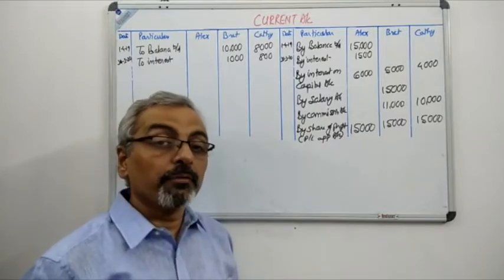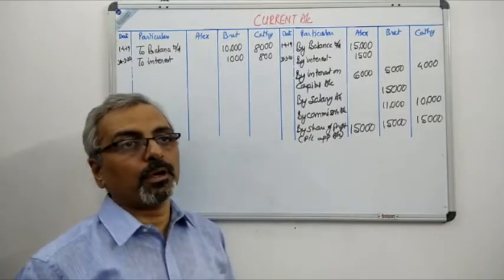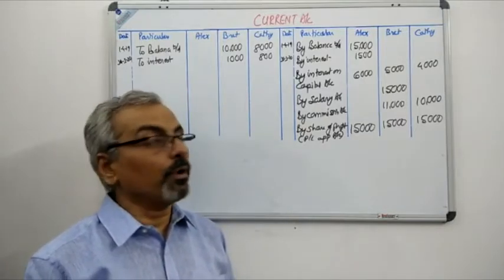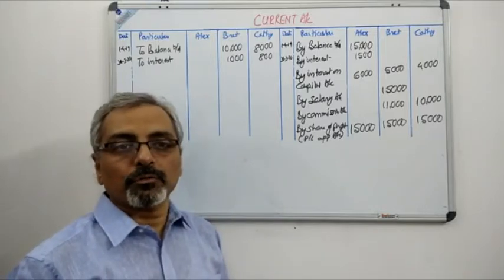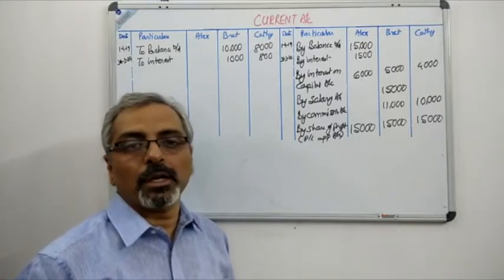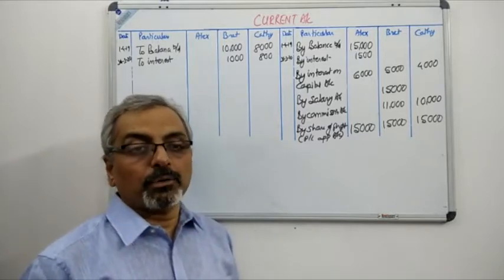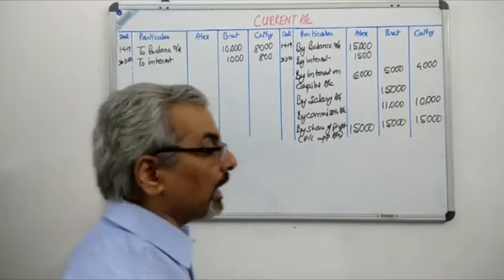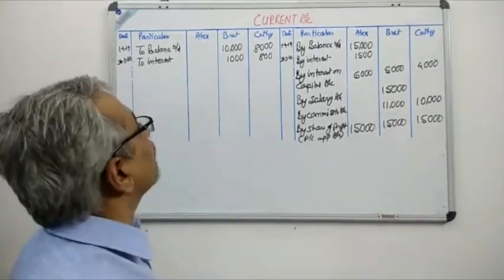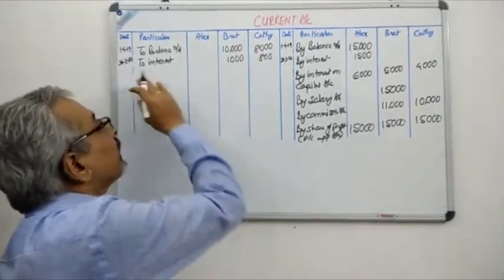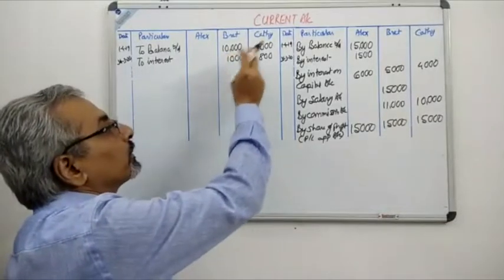In this question, we have not been asked to prepare a capital account. Therefore, we have not prepared a capital account. We have directly gone to the preparation of the current account. Now let us concentrate on the debit side of the current account and let us see what are the entries which we'll have. We already have the balance 10,000, 8,000 and the interest on current account 1,800.